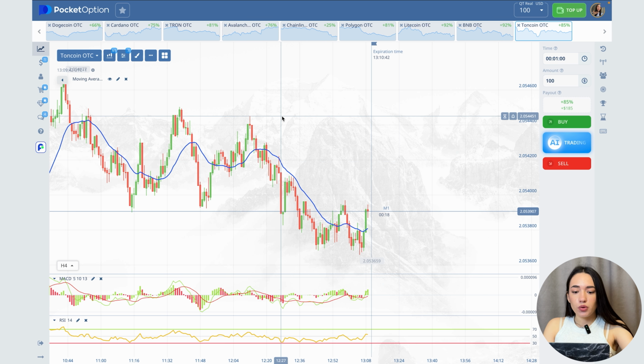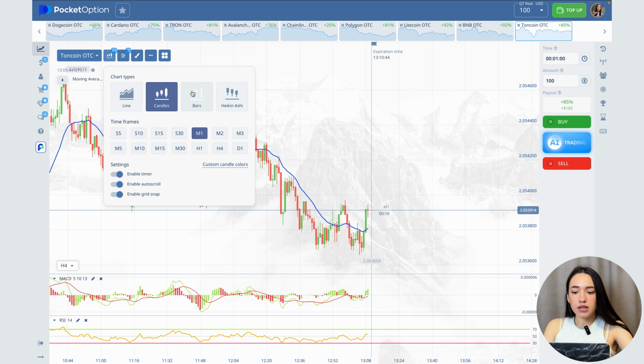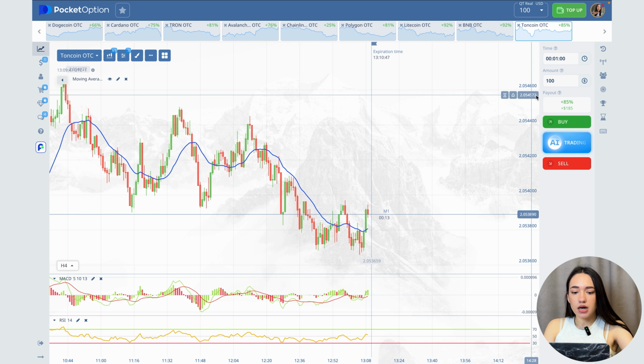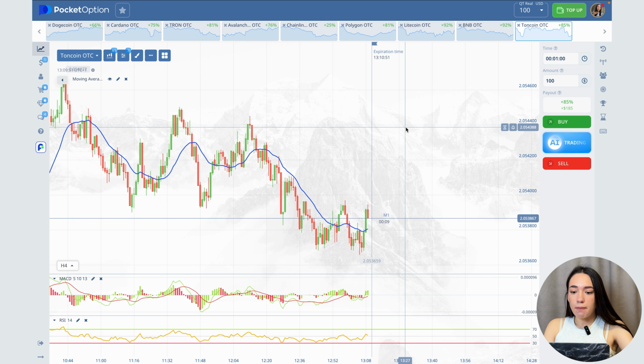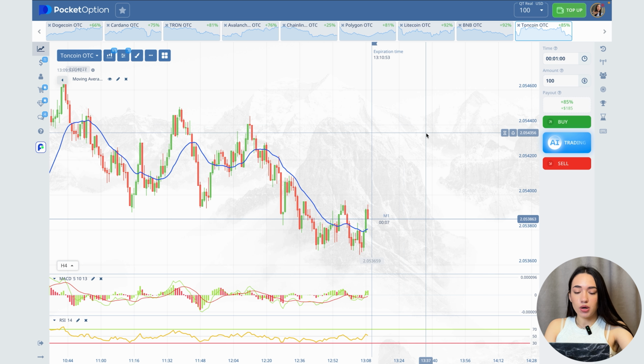Well, we'll be trading with 1 minute expiration time, analyzing the market on the 1 minute time frame, and I'll start with a $100 trade. My goal today is to grow the deposit. Let's hope everything goes according to plan.